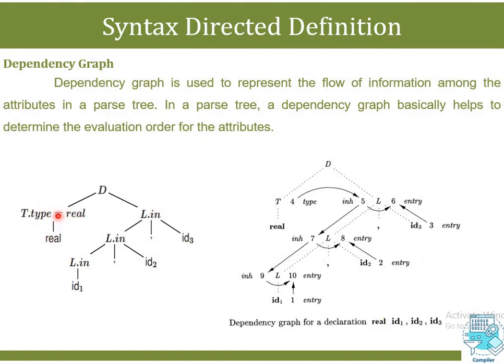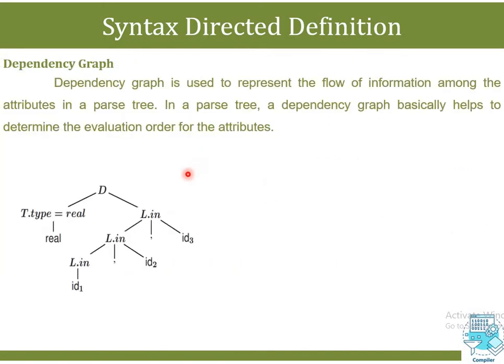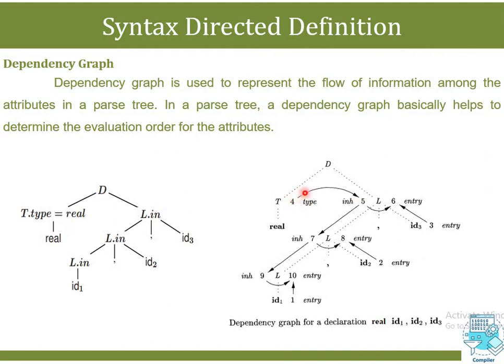Now with this value we can place an edge from this node to this node. From 4 to 5 you can place an edge. Why are we placing it from 4 to 5? Because L.in is nothing but t.type. We have a rule like that. Once you get the value here, then you can place an edge. So from 4 to 5 you can place an edge. Now we got the L.in value. With this, we can completely process this L.in. That's why they placed an edge from 5 to 6.